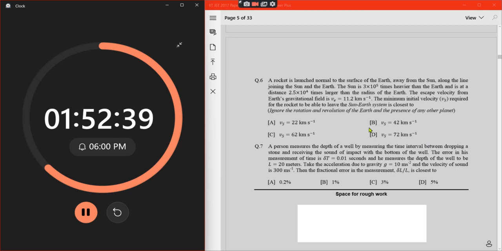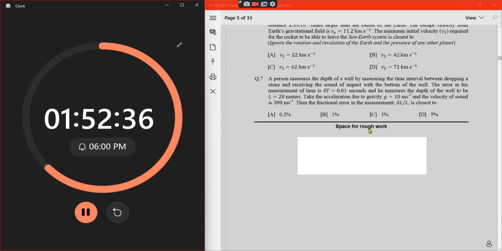B. Next question, 7th. A person measures the depth of a well by measuring the time interval between dropping a stone and receiving the sound of the impact with the bottom of the well. The error in this measurement is delta t equal to 0.1 seconds, that is 10 power -2. Measurement of the depth of the well is found to be L equal to 20 meters. Take the acceleration of gravity equal to 10, and the velocity of sound equal to 300. Fractional error in the measurement, delta L upon L, is closest to.